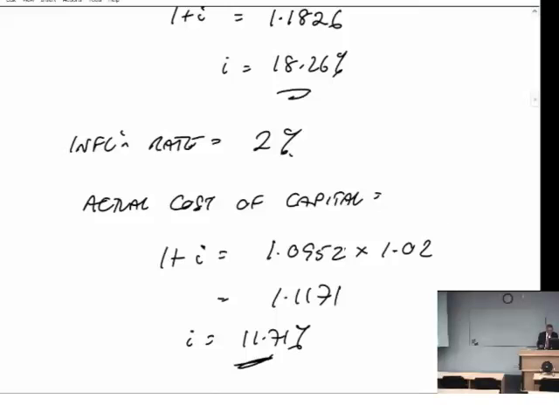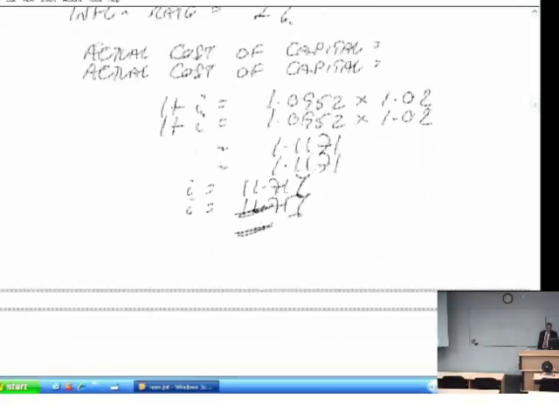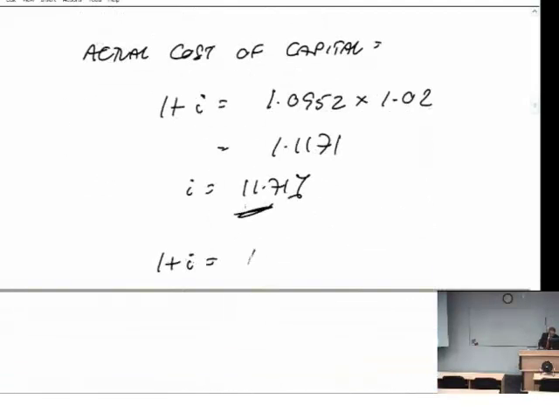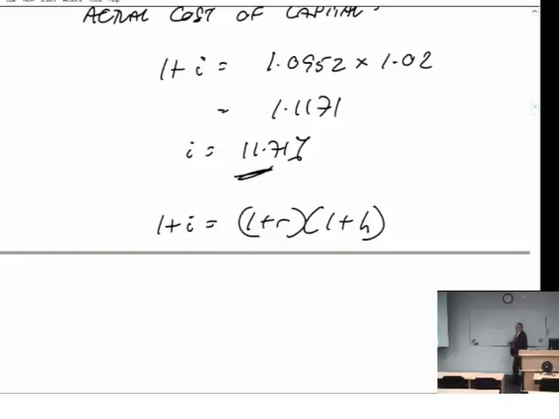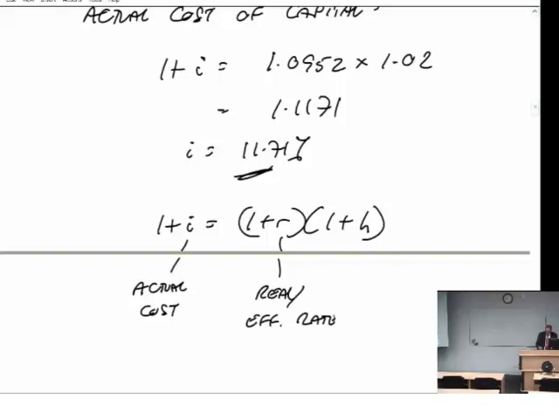If you look on your formula sheet, which I've lost, here we are, towards the end you'll see there's something called the Fisher Formula. It was Mr. Fisher who came up with this idea that they go up and down together. It's the next to the last formula. 1 plus I is 1 plus R, 1 plus H. But as always, he doesn't give you the symbols. I've written the symbols down, but just one last time. I is the actual cost of capital. R is the real or effective rate. H is the inflation rate. All right?